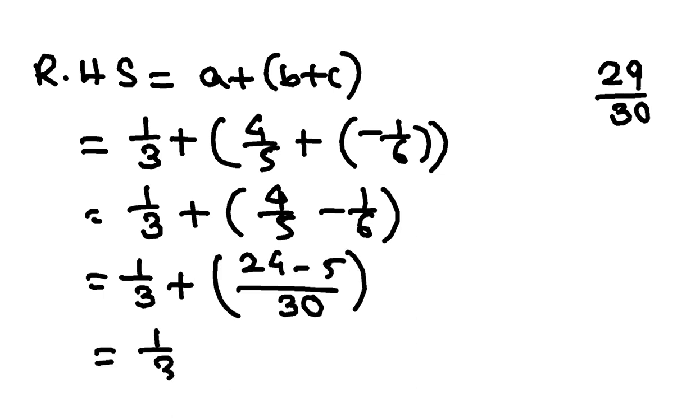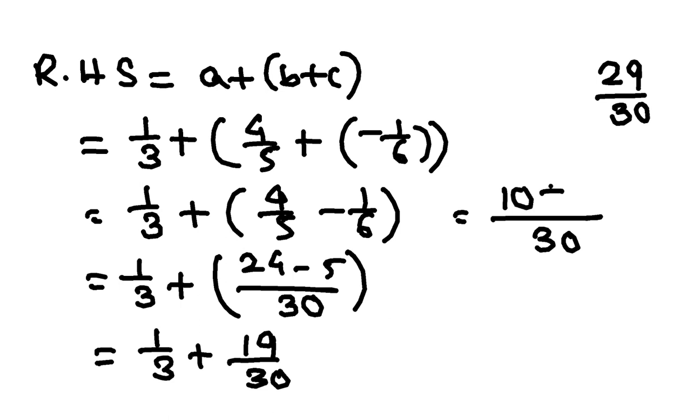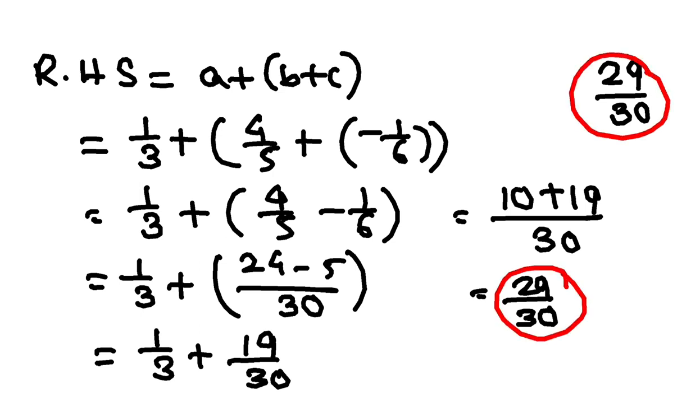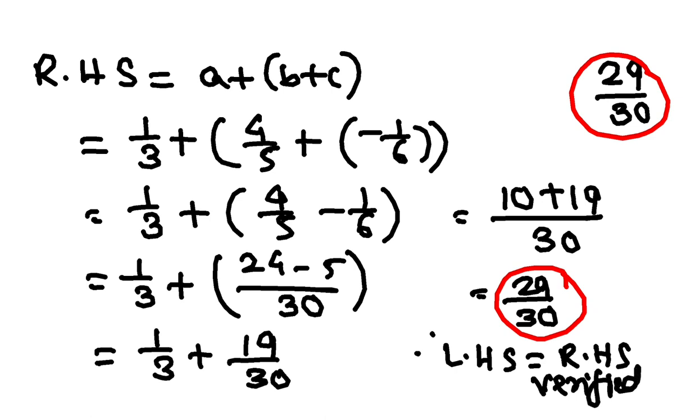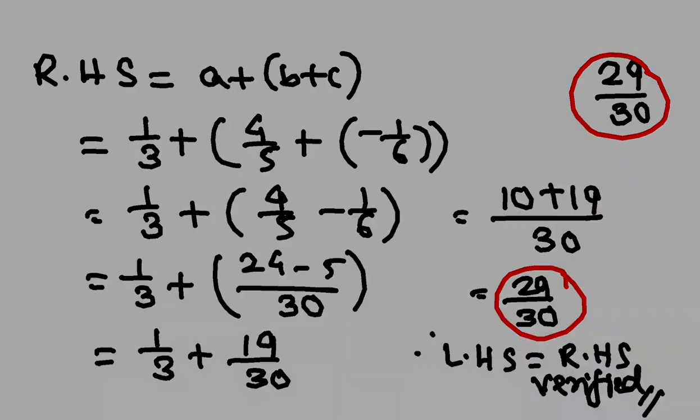This will be 1 by 3 plus 19 by 30. 3 and 30 LCM is of course 30. This will be 10 plus 19. 10 plus 19 is 29 by 30. See, left hand side, right hand side, both are equal. So you can write left hand side equal to right hand side, and hence the rule is verified. All right, this is how you can solve question number 2. Rest of the questions you can try on your own. Now let's go to question number 3.